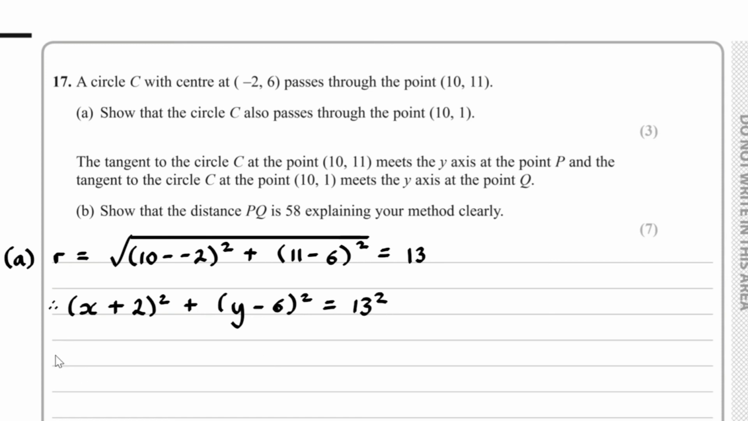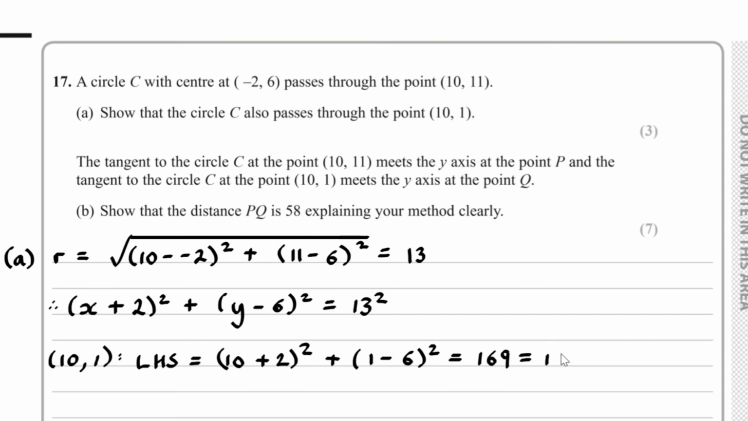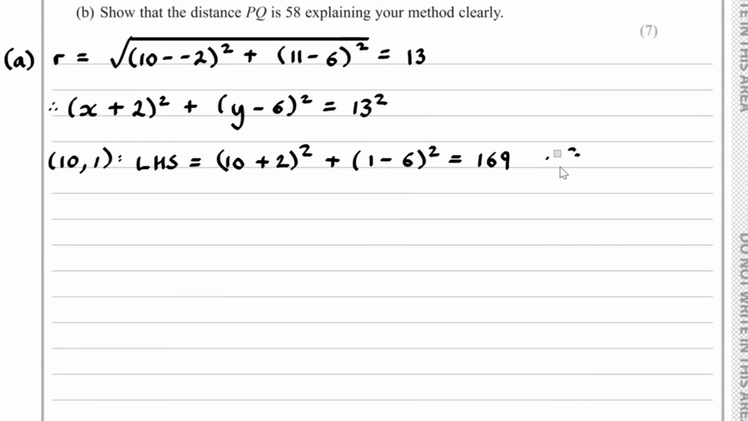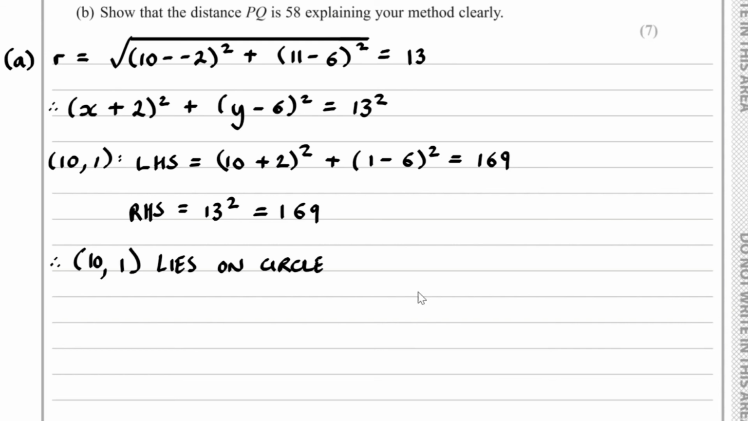Now if I substitute the point 10, 1 into the left hand side, it would equal 10 plus 2 all squared plus 1 minus 6 all squared, which is 169, which does indeed equal 13 squared. Perhaps if I write that down, the right hand side is 13 squared, which is 169, and because those are equal, we can conclude that 10, 1 lies on the circle.